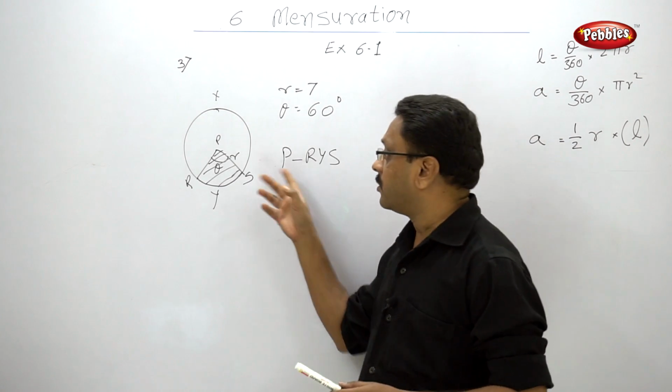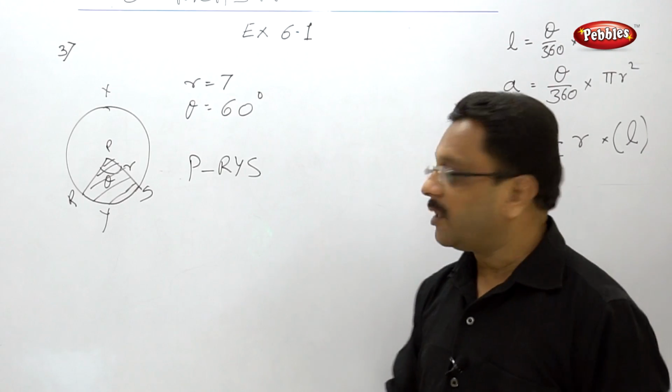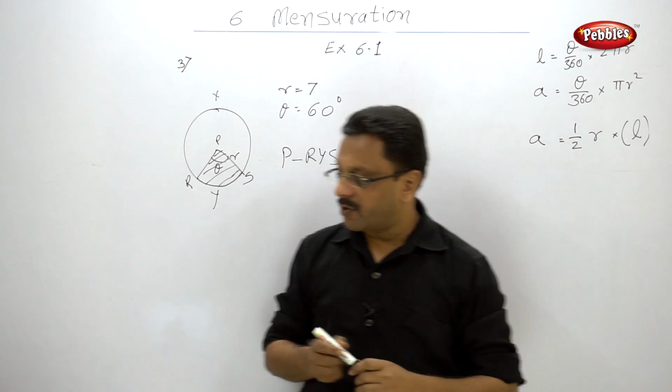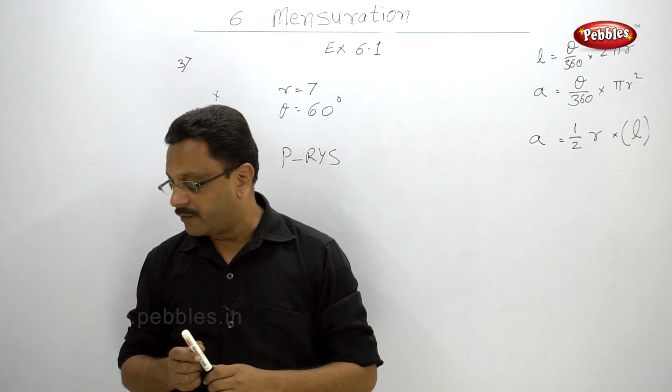This is the minor sector. Then what is the major sector? You can spell the major sector as PRXS. Second sub question they have asked: find the area of the circle.